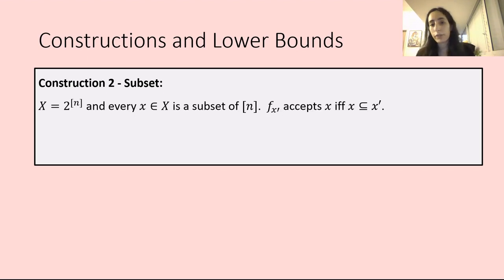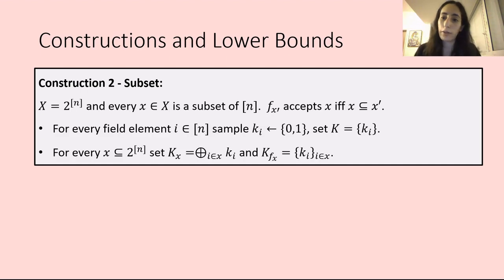And now we define that the function of some subset x prime accepts the subset x if and only if x is a subset of x prime. So every function is described by some subset, and it accepts all of the subsets of this subset. So let's see a construction for this function class. For every one of the n elements, we sample a random value, k sub i, and we let all of those n values together form the CRS.